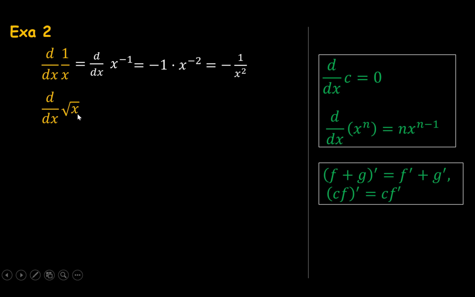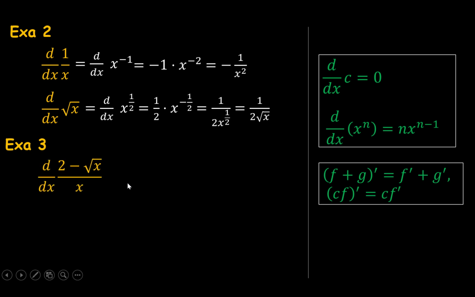Another simple function, square root of x. Well, again, this is x to the 1/2 power, and then you apply the power rule. So x to the 1/2, and then bring the 1/2 to the front. 1/2 minus 1 is negative 1/2, and then a negative power just means you move this to the denominator, and then this is the final answer.